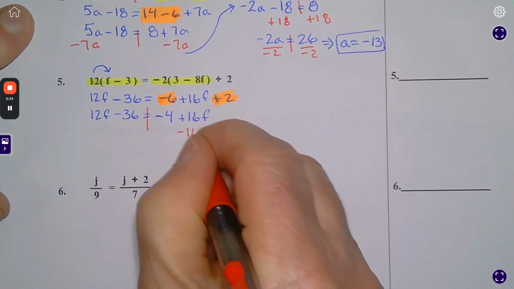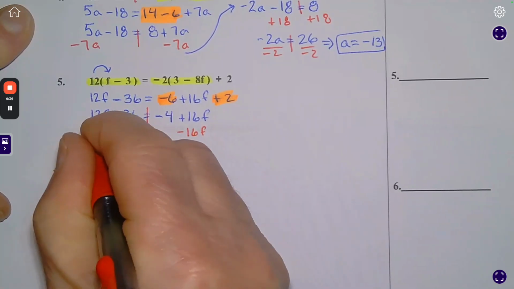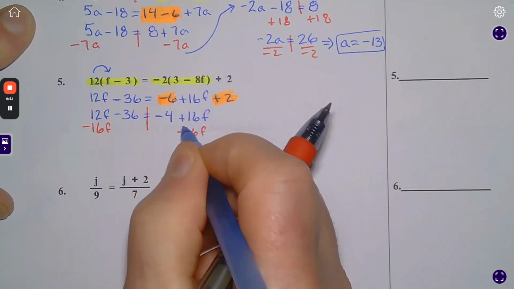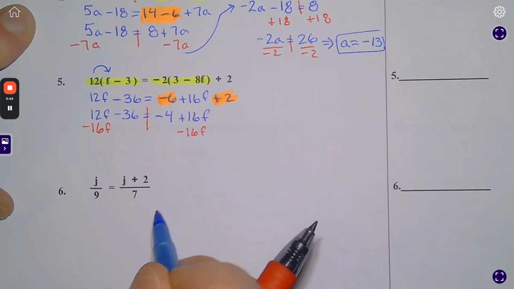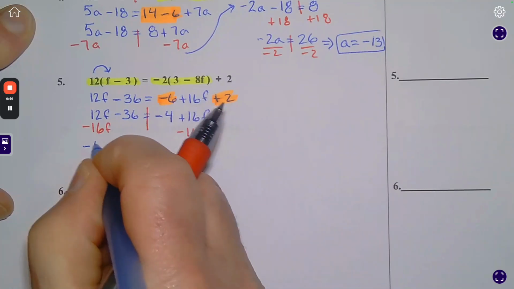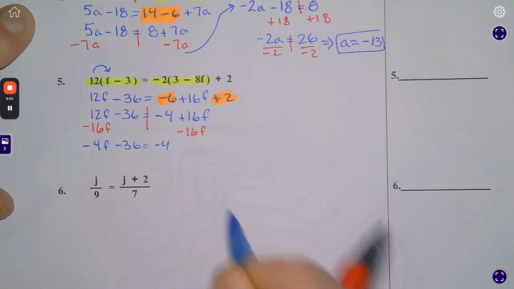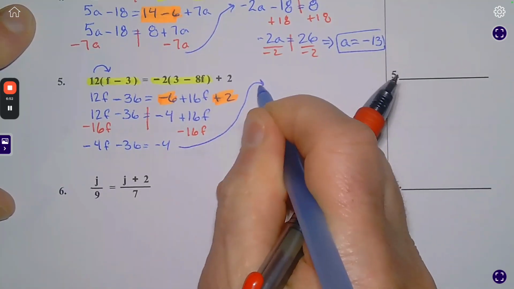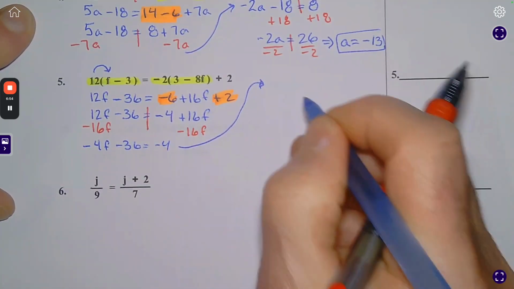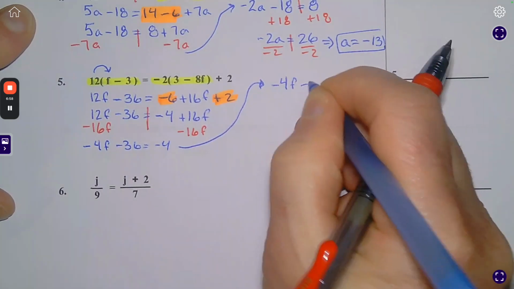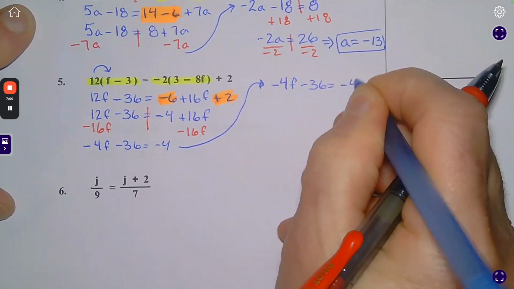Opposite of a plus is a minus. When you want to move an entire term, you add and subtract it. I want to move all of that term. So the opposite of addition is subtraction. Negative 4f minus 36 equals negative 4. I'm going to go up here. I'll rewrite the whole thing. Negative 4f minus 36 equals negative 4.